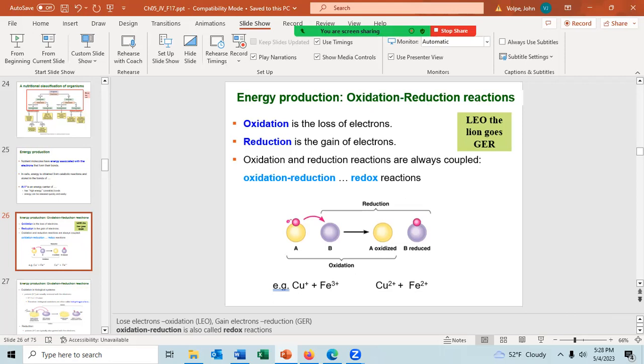So when we're talking about the production of energy, cells obtain energy from oxidation reduction reactions. Oxidation is when an atom or molecule loses an electron, and reduction is when an atom or a molecule gains an electron. These reactions, oxidation and reduction, are always paired. So one entity, meaning one atom or molecule, will lose the electron, and another atom or molecule will gain the electron.